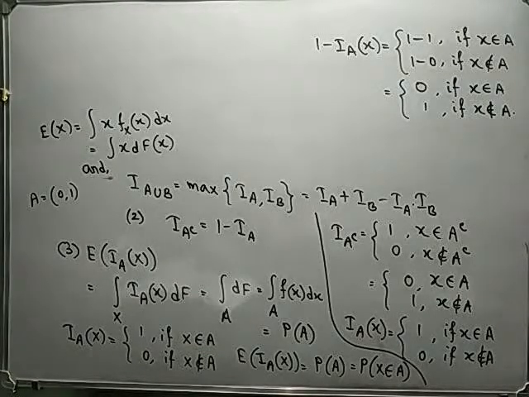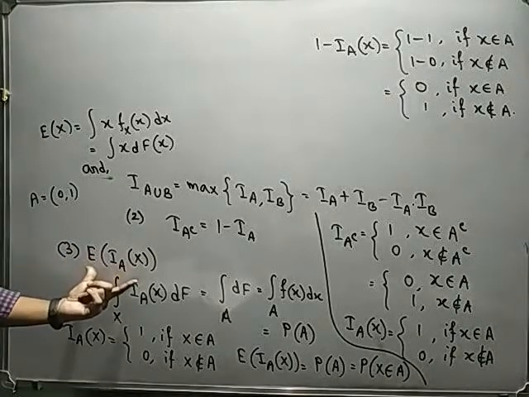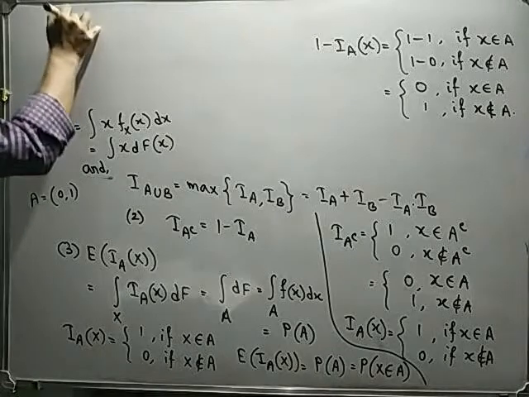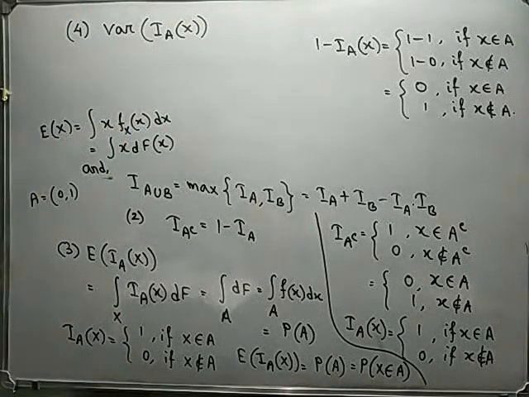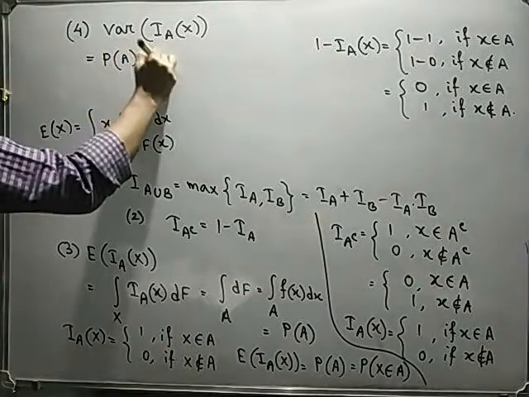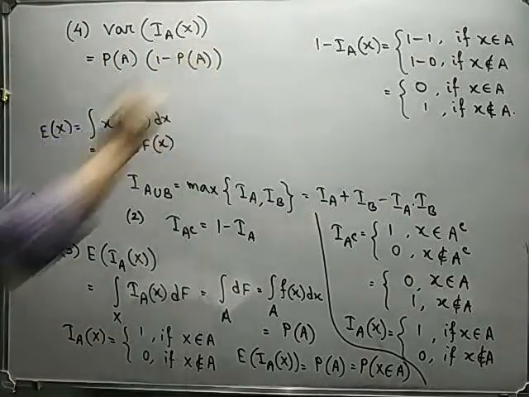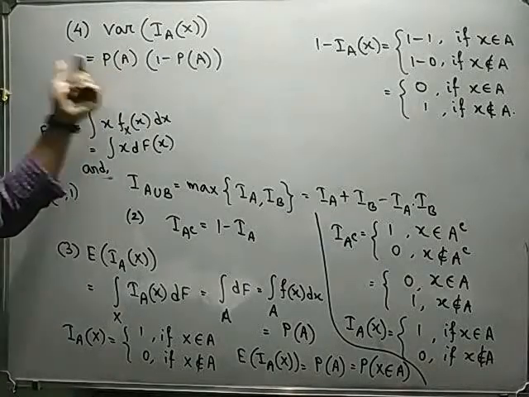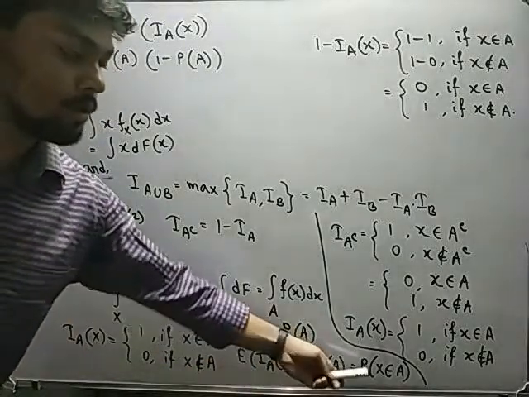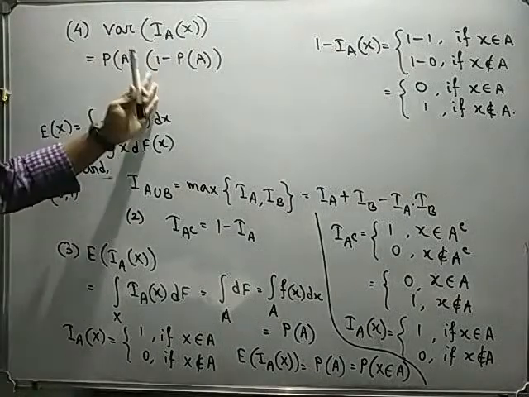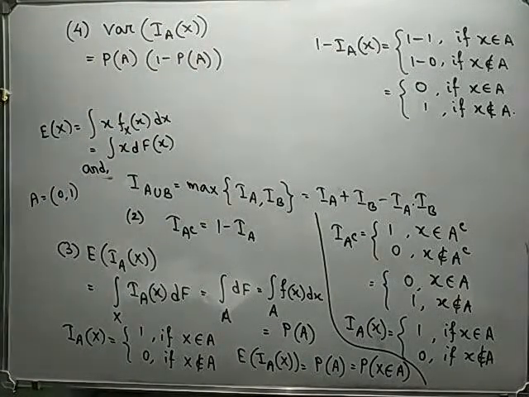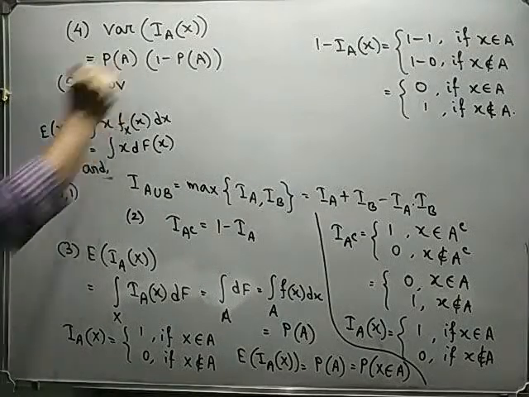Okay, let's go to the next part. This is the third property, which is the expectation of IA of X, and the fourth property, which is the variance of IA of X. In a similar way we can prove the variance part also, but I am just writing the result only, which is probability of A times 1 minus probability of A. This probability of A means the probability of capital X belongs to A. So it is the probability of capital X belongs to A times 1 minus the probability of capital X belongs to A.